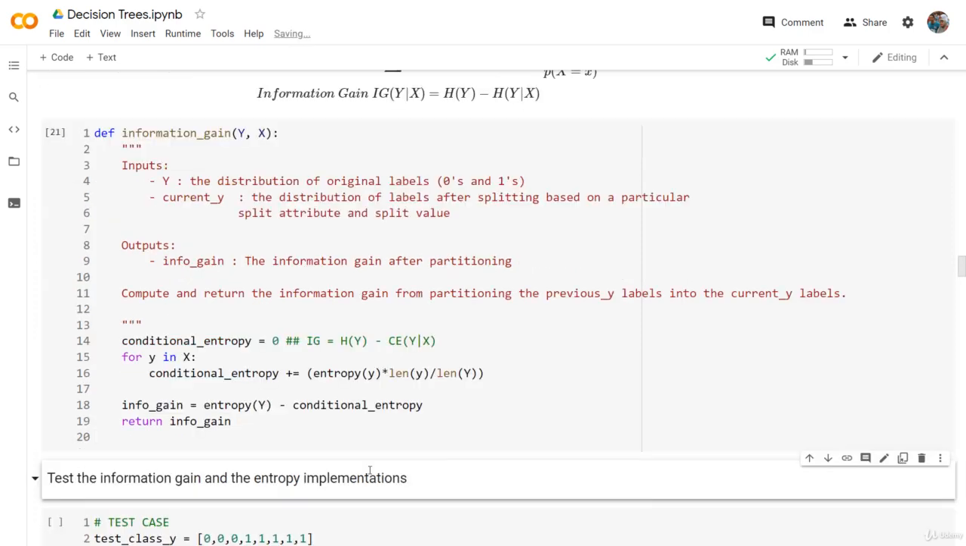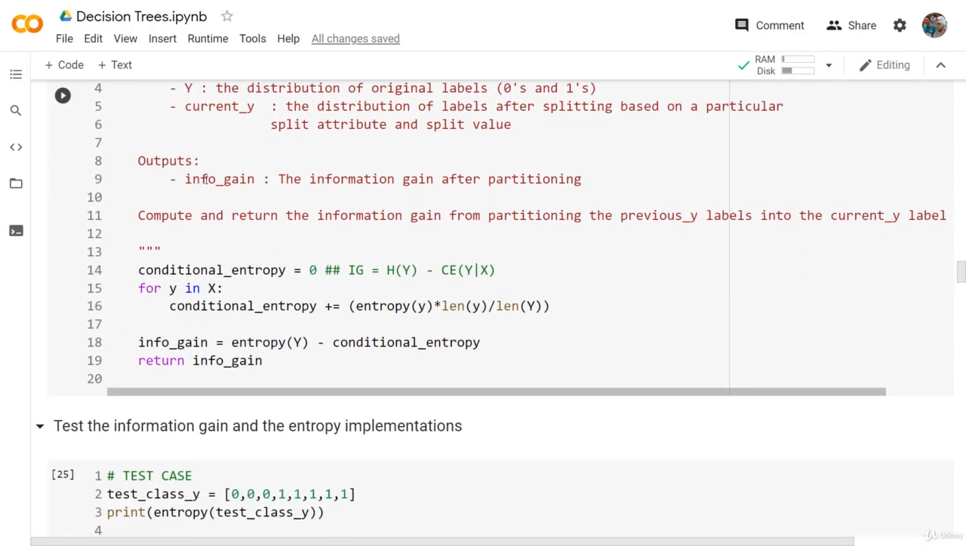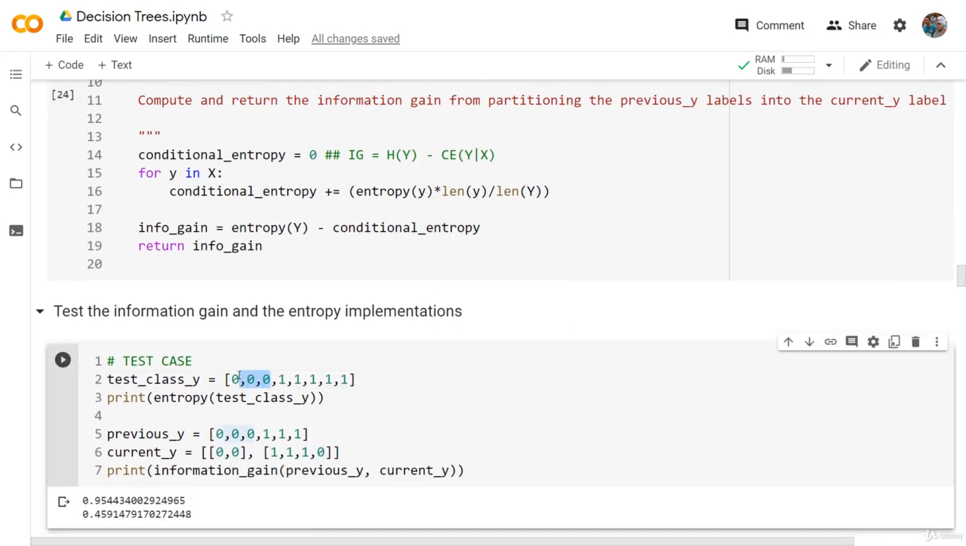Now let's test our implementation for the information gain and for the entropy. So let's first test the entropy. We tested it before, but let's test it again. So here we have 3 zeros and we have 5 ones, right? If you calculate it on your calculator, you'll find that the entropy is 0.95.